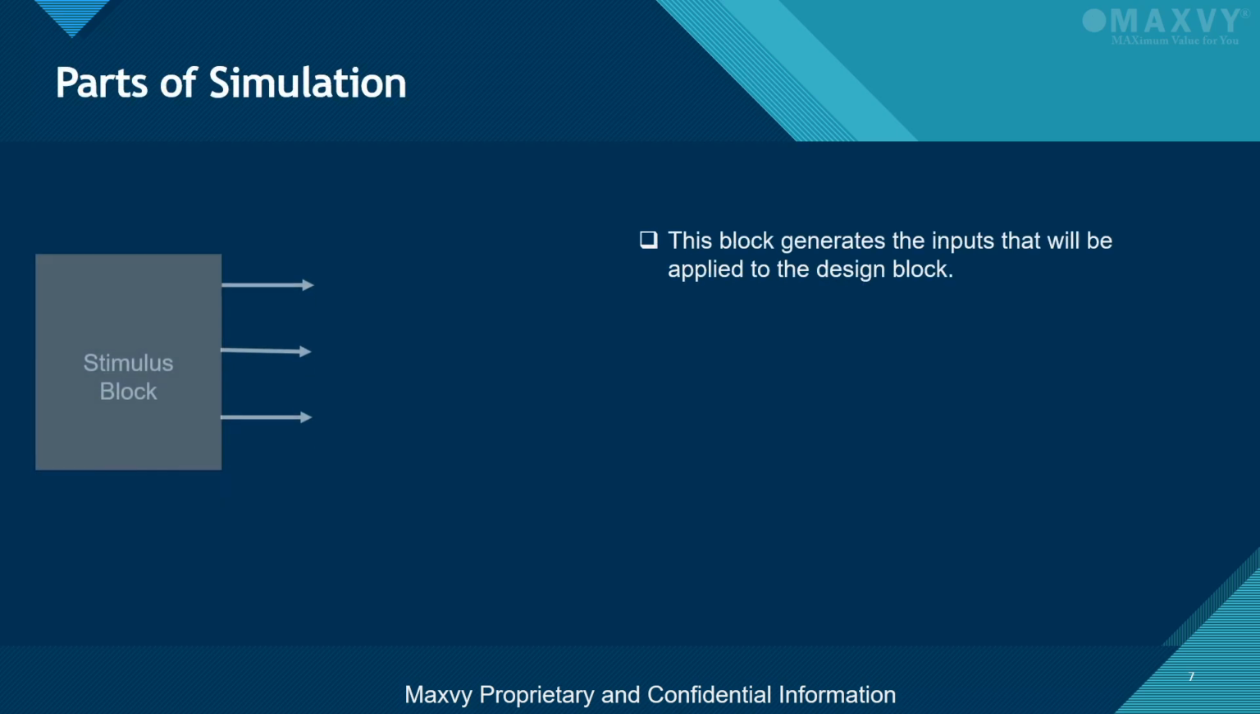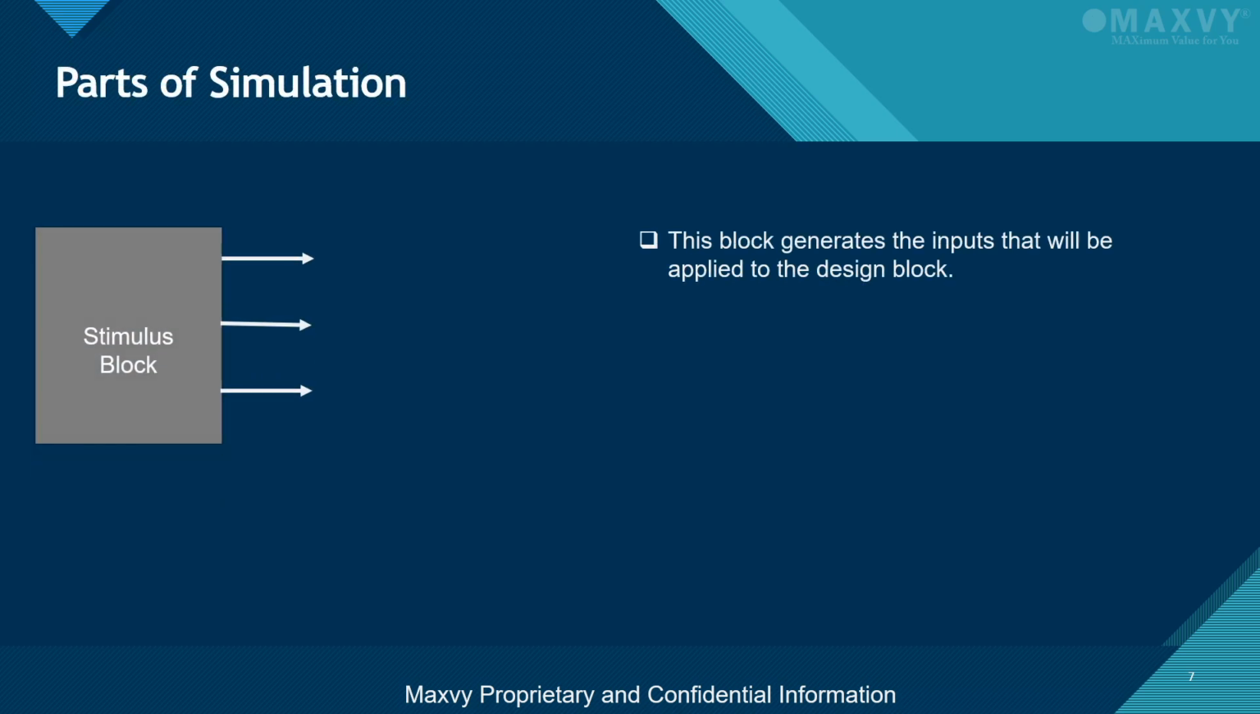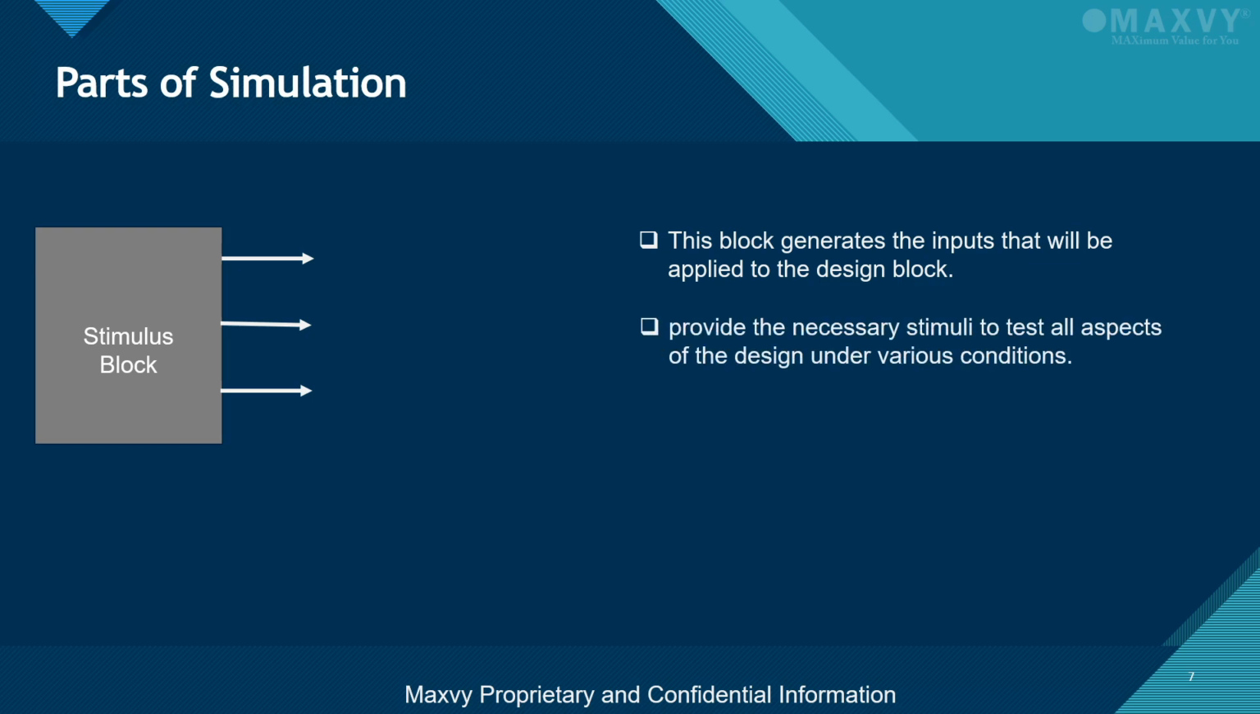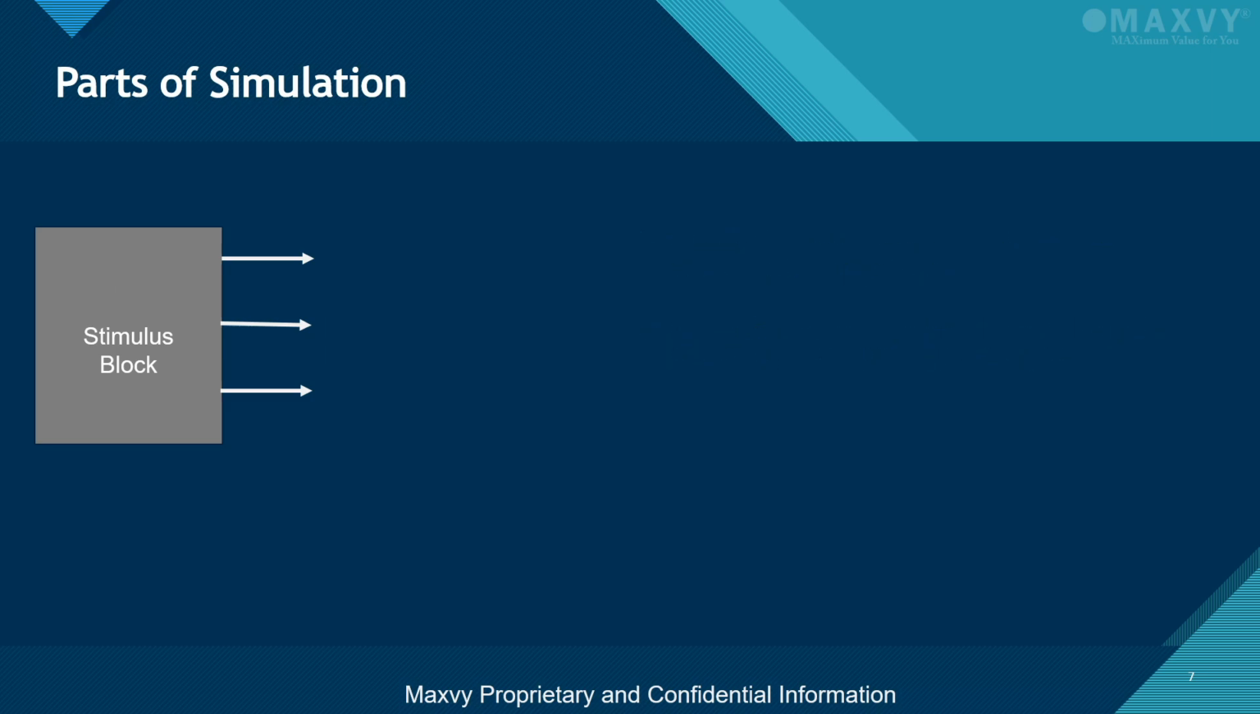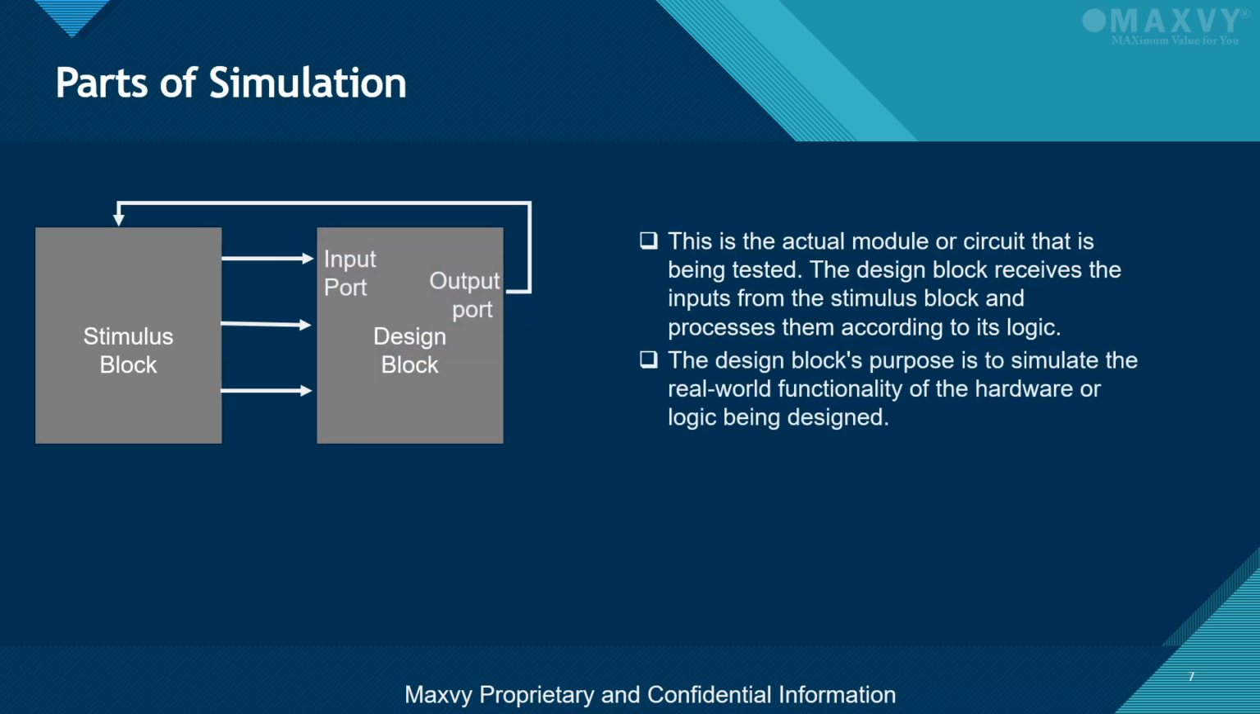In this slide, we are going to see the parts of simulation. The stimulus block generates the inputs that will be applied to the design block. It also provides the necessary stimuli to test all the aspects of the design under various conditions. The design block is the actual module or circuit that is being tested. It receives the inputs from the stimulus block and processes them according to its logic. Its purpose is to simulate the real-world functionality of the hardware or logic being designed.